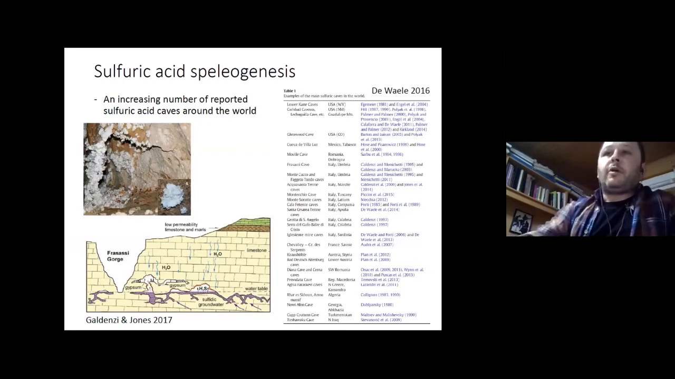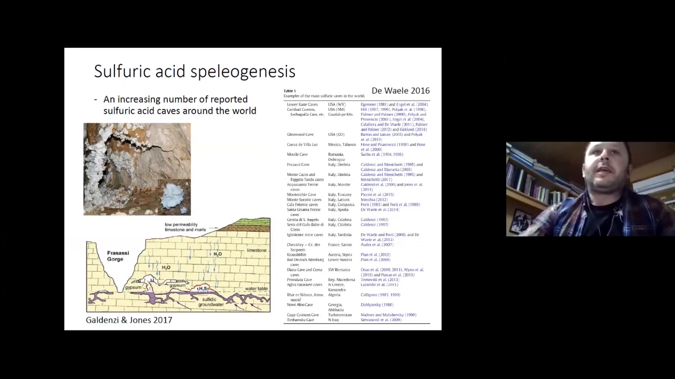There have been a number of sulfuric acid caves registered in the world, and this is increasing. Every year we have some new publication, new interesting findings. Ever since this topic was approached, or let's say it became a bit more popular, these kinds of caves have been registered in increasingly more and more places around the world.